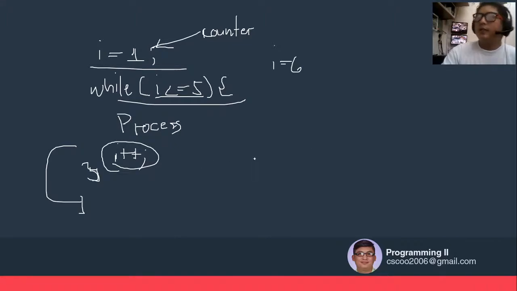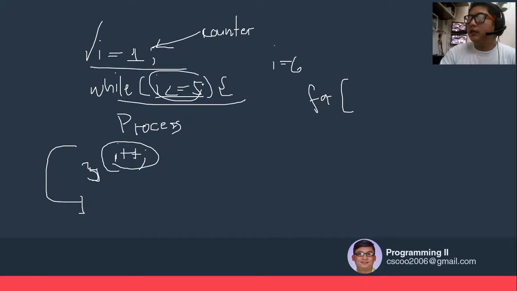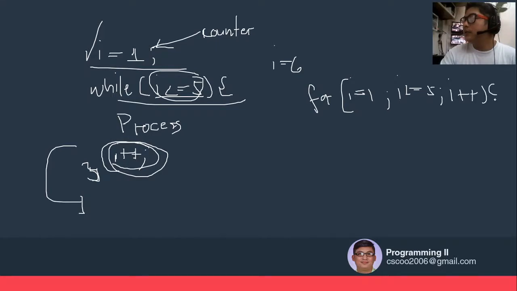Now, that is while loop. Now, this is the same with for loop. For loop is different because all of these statements, the initialization, condition, and incrementation or decrementation, are placed in one statement, like I equals 1, I is less than or equal to 5, then I plus plus. And this is now your body of loop. That is for loop.